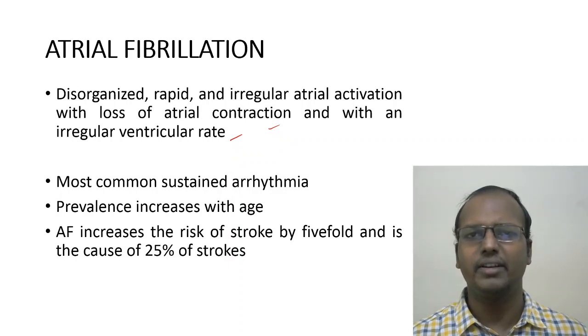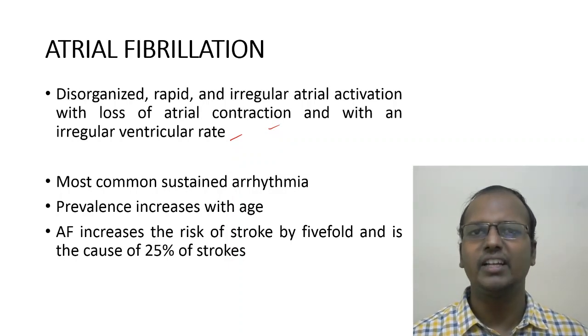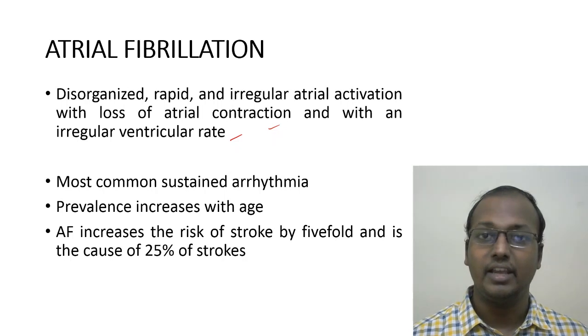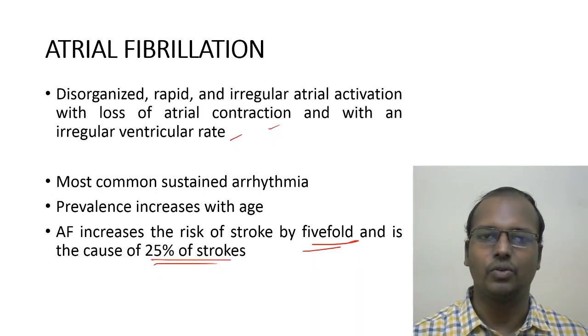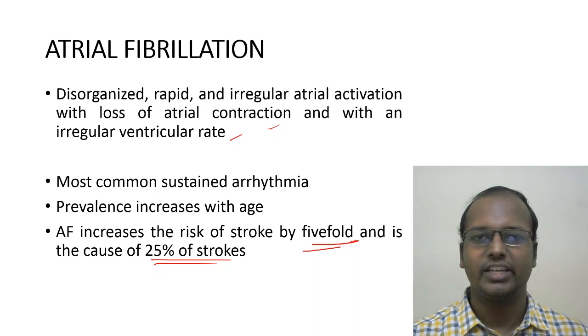Basically, it is the most common sustained arrhythmia. Its prevalence increases with age, and AF increases the risk of stroke by 5-fold. That is the most dangerous thing. That's why we are very much concerned about this rhythm, atrial fibrillation. It increases the risk of stroke by 5-fold and is the cause of around 25% of strokes. That is the significance of atrial fibrillation.